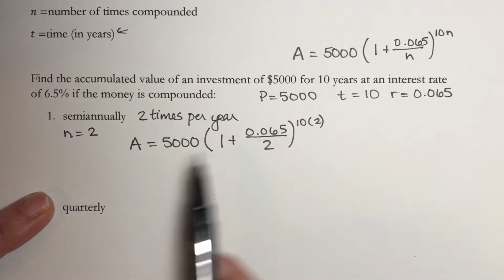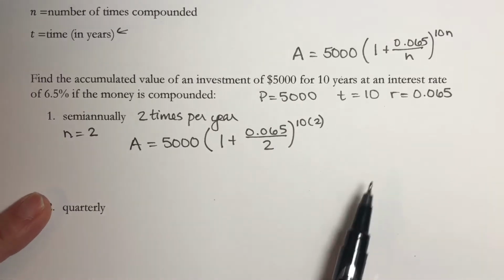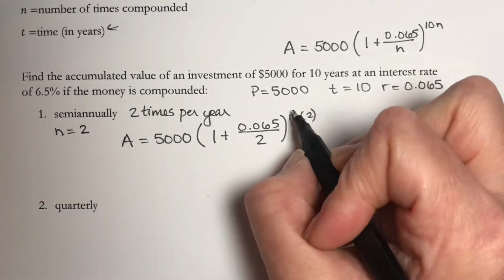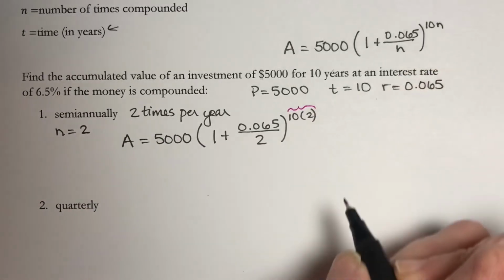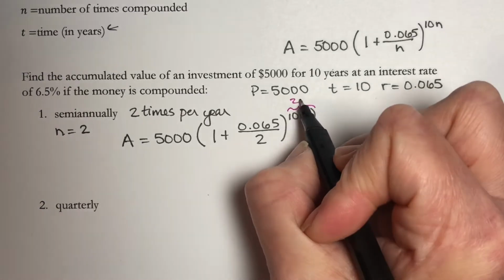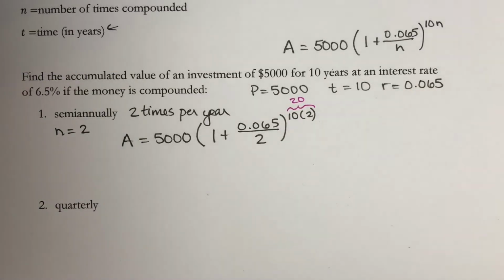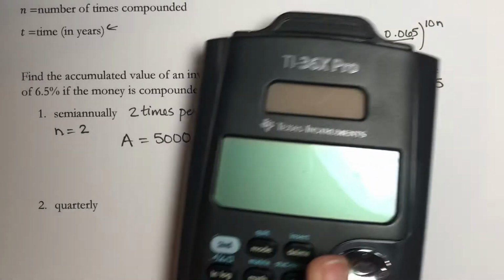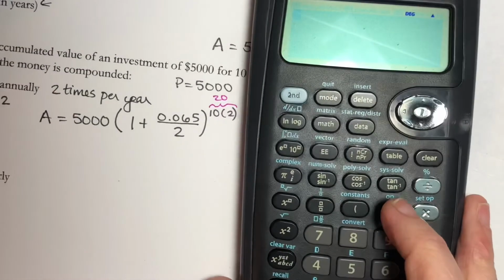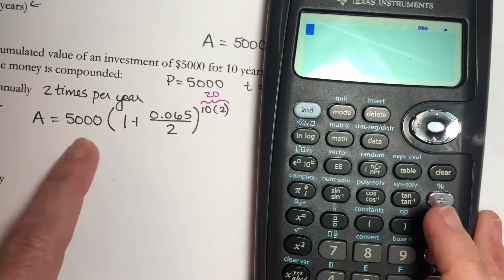Now you can do this in pieces, or you can put it all in your calculator at once. I think that it tends to be a little bit easier if you just go ahead and calculate this exponent and not try to enter it like this. So that's 20. That's usually just a tiny little calculation right there. Now let's talk about entering this in our calculators. You want to make sure that you're using your parentheses correctly.